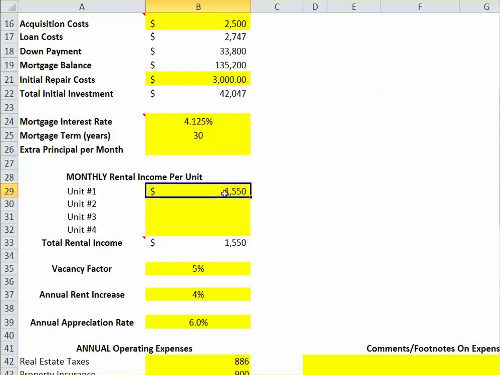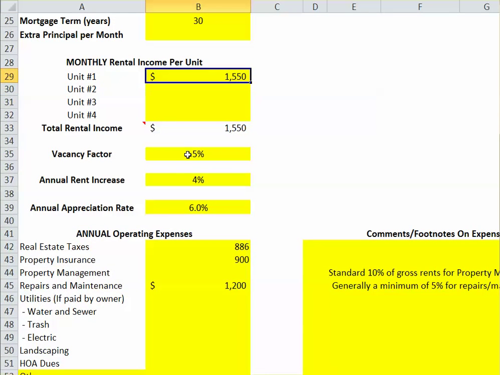He put it on the market, put it on Craigslist for about a week, got a great tenant, rented it for $1,550. So the total rent was $1,550. And here's where we make some assumptions. I put in a vacancy factor of 5%.